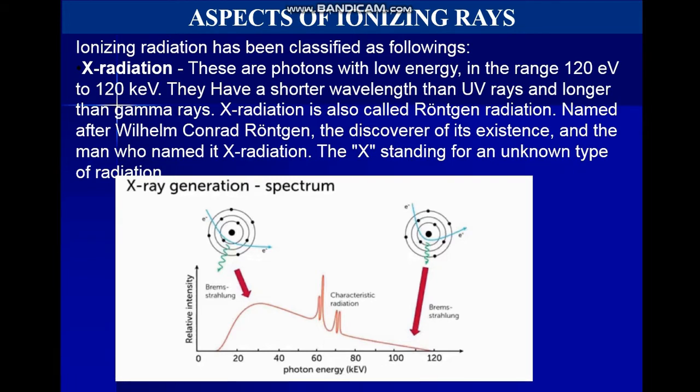X-radiation consists of photons with low energy, in the range of 120 electron volts to 120 kiloelectron volts. They have a shorter wavelength than ultraviolet rays and longer than gamma rays. X-radiation is also called Röntgen radiation, named after Wilhelm Conrad Röntgen, the discoverer of its existence and the man who named it X-radiation, the X standing for an unknown type of radiation.